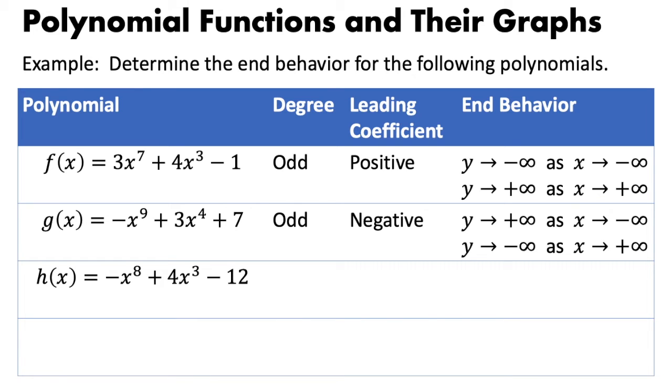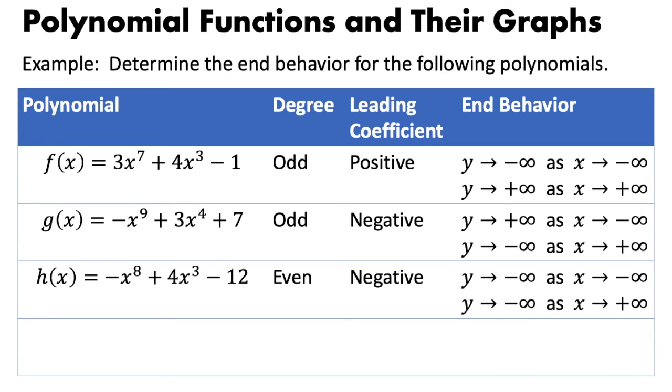h of x equals negative x to the 8th plus 4x to the 3rd minus 12. Degree is even and the leading coefficient is negative. So as x approaches positive infinity or negative infinity, y will approach negative infinity. And for p of x equals 12x to the 100th plus 3x to the 57th minus 9, degree is even, leading coefficient is positive.